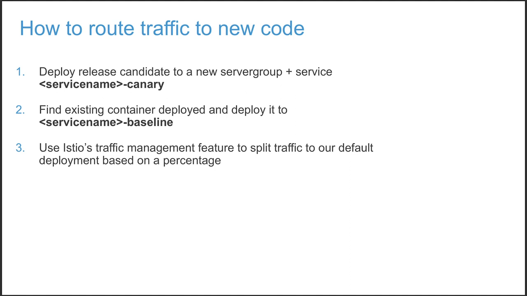And for the actual routing between these two deployments, we use Istio's traffic management feature to split traffic based on weights between those deployments. And what Istio gave us is actually fine-grained control to split traffic down to the single percentile point.